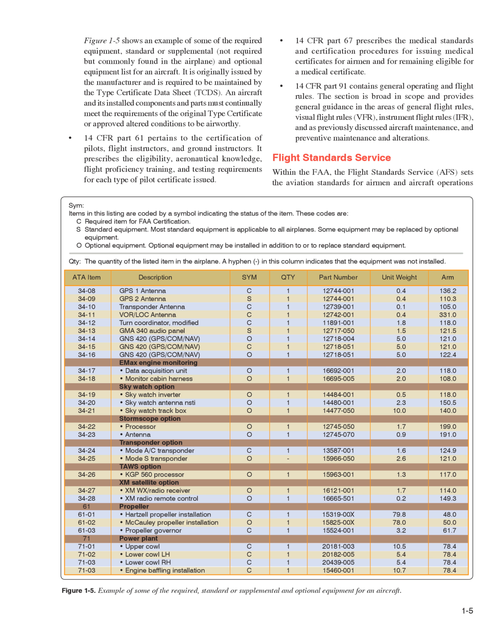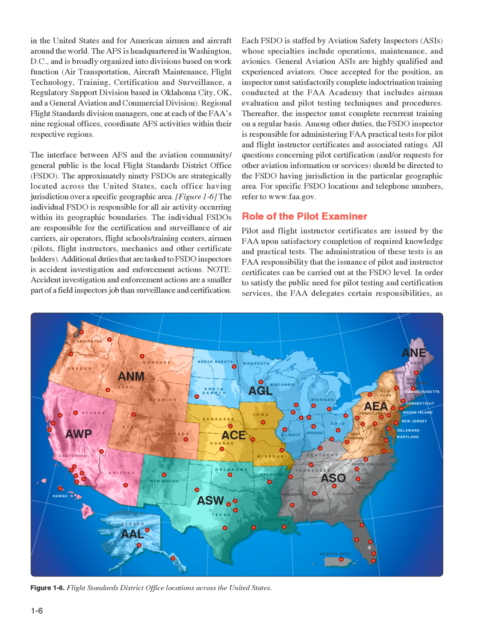14 CFR Part 91 contains general operating and flight rules. The section is broad in scope and provides general guidance in the areas of general flight rules, visual flight rules, VFR, instrument flight rules, IFR, and, as previously discussed, aircraft maintenance, preventive maintenance, and alterations. Flight Standards Service: within the FAA, the Flight Standards Service, AFS, sets the aviation standards for airmen and aircraft operations in the United States and for American airmen and aircraft around the world.